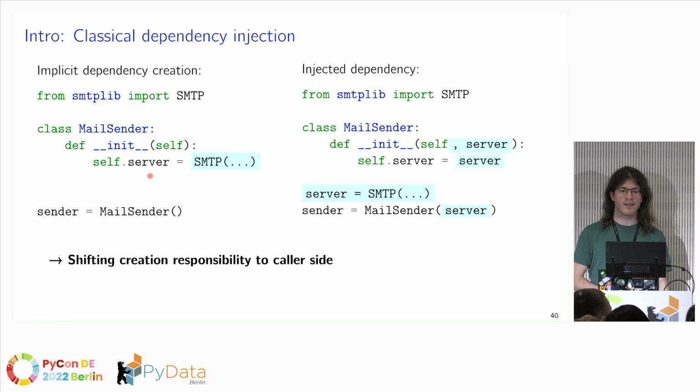Then it could create a server object here in its constructor. So the mail sender object is responsible for creating its server connection, its dependency. On the other hand, with dependency injection, it would get the mail server as an argument here and just save it. And now the mail sender isn't responsible anymore for creating its dependencies. Instead, the caller is responsible for creating an SMTP object, kind of creating the server connection here, and passing this in to the mail sender.